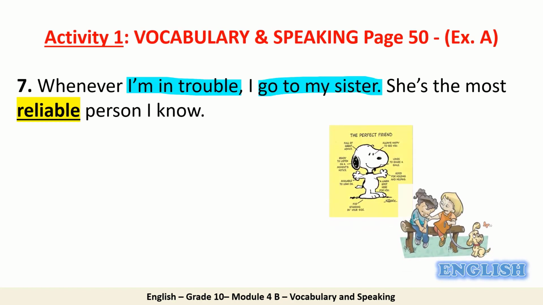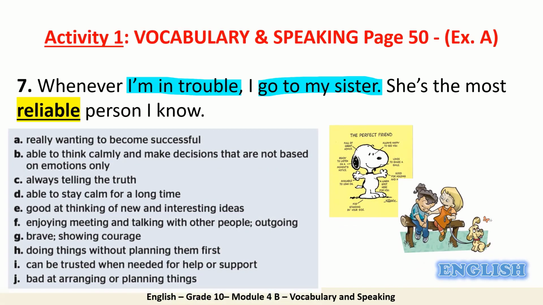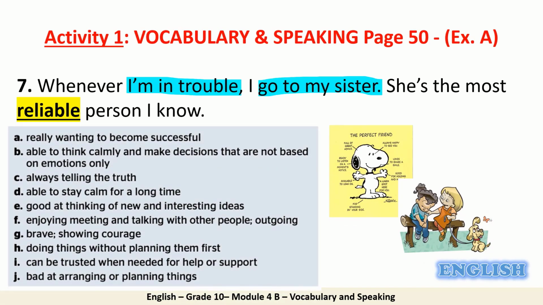Look at the pictures and try to find the answer. Well, a reliable person is a person who can be trusted when needed for support or help. So basically, he is a dependable person, someone you can depend on. Think, my dear students, when you're in trouble, who is the reliable person you can count on?